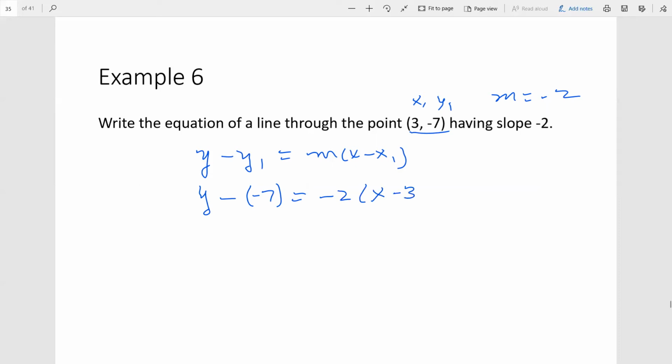x1 is 3. So now we just need to simplify this, and we get y plus 7 equal -2x plus 6. Subtract 7 from each side, and you get y equal -2x minus 1.